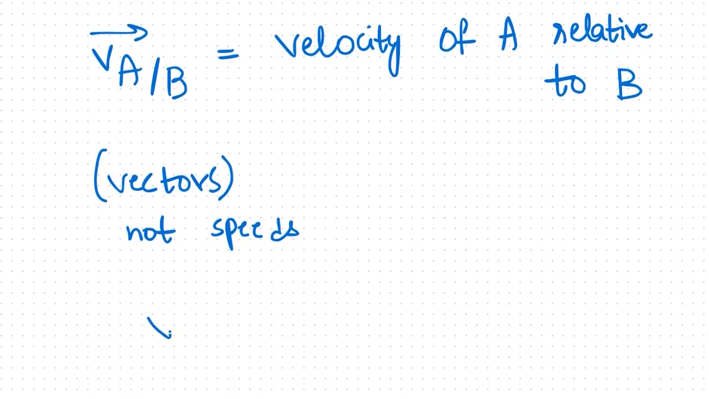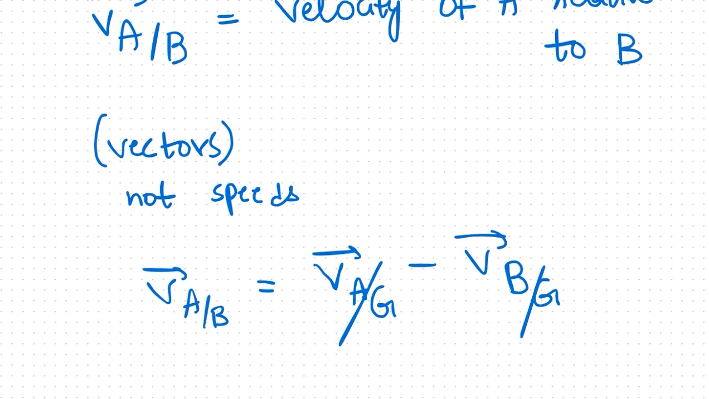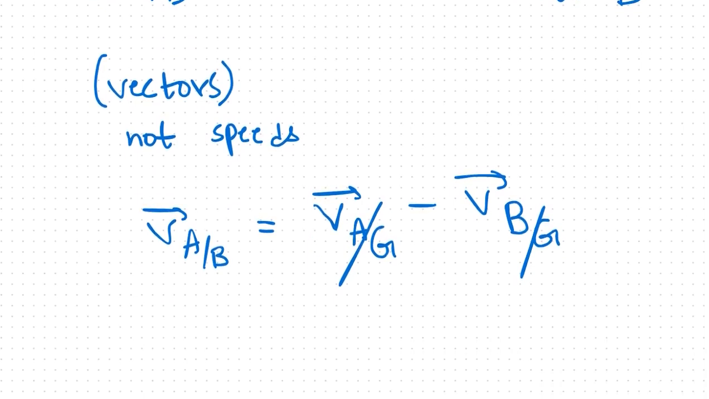So the formula is direct, very straightforward: V A slash B equals V A minus V B. I mean, you have to add one more reference. A and B mean what? With respect to ground. So you have to write it like this: V A slash ground minus V B slash ground. Yeah, this is the only formula, as seen by B.